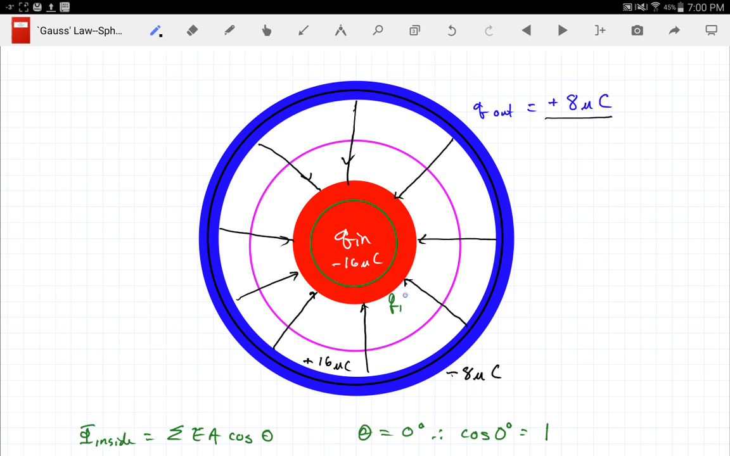I have minus 16 microcoulombs on the exterior of the inner sphere. I have plus 16 microcoulombs on the interior of the shell, and I have minus 8 microcoulombs on the exterior of the shell. So I was able to do this by utilizing Gauss's law.